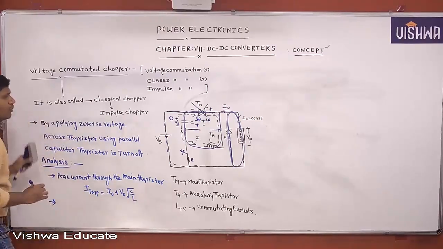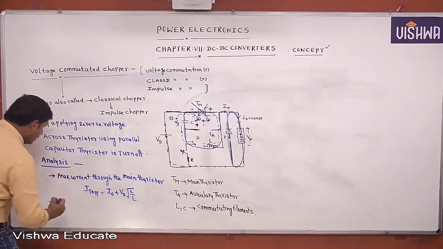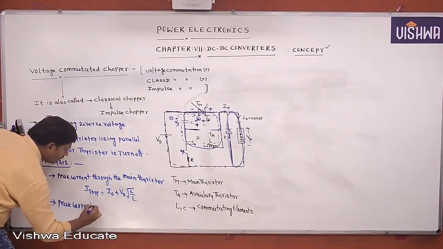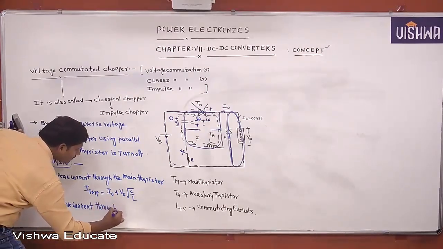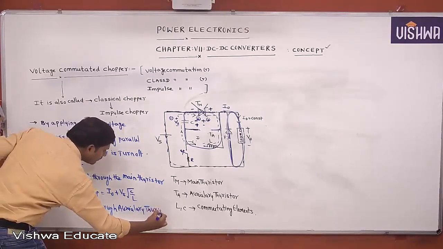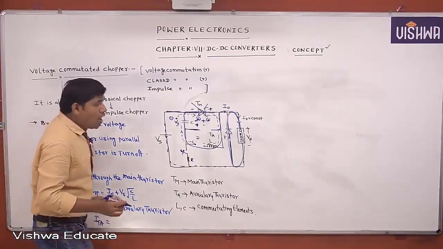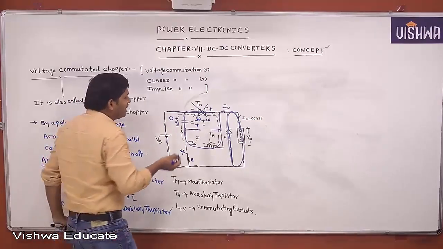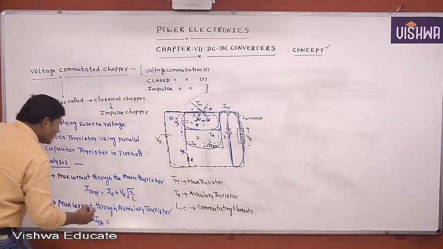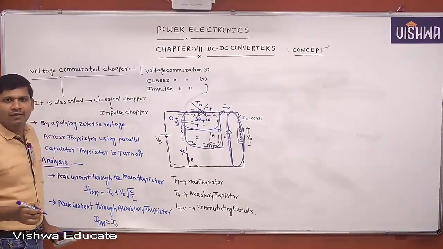Next, one more point. Tell, what is the peak current through the auxiliary thyristor? Every point is important. ITAP equal to how much, the maximum current supplied by the auxiliary thyristor? Yes, this auxiliary thyristor is conducting in the load only. That's why the peak value of the auxiliary thyristor current is I naught only. It supplies a maximum current of I naught only.